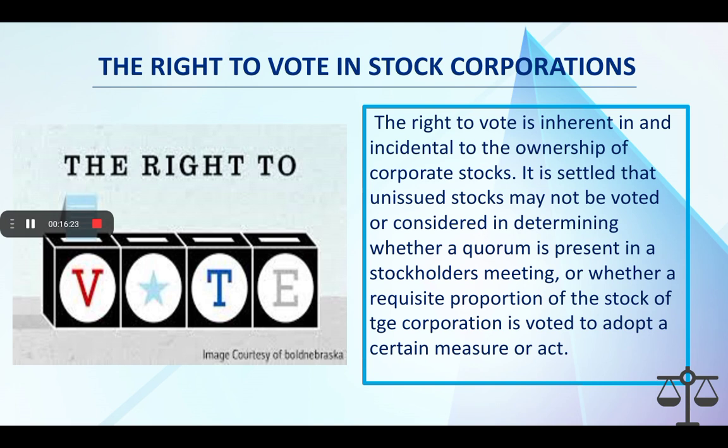So, lahat ng stock or shares na nasa Articles of Incorporation, as long as walang naka-indicate doon na hindi sila or non-voting shares sila, is presumed na yung shares na yun is voting shares. So lahat ng holder nun is pwedeng bumoto sa stock corporation.